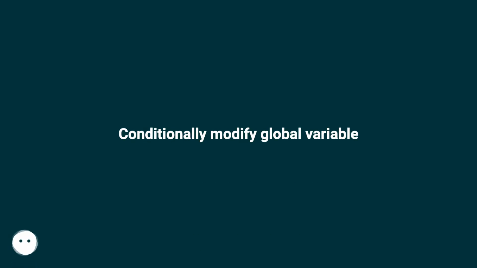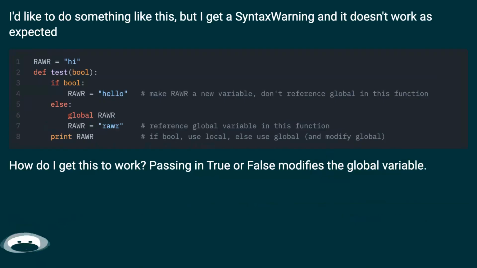Conditionally modify global variable. I'd like to do something like this, but I get a syntax warning and it doesn't work as expected. How do I get this to work? Passing in true or false modifies the global variable.